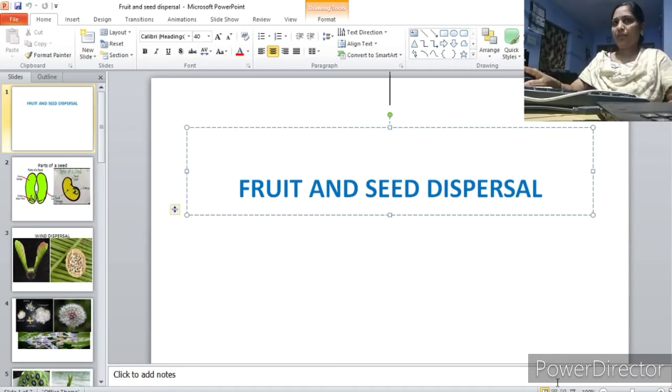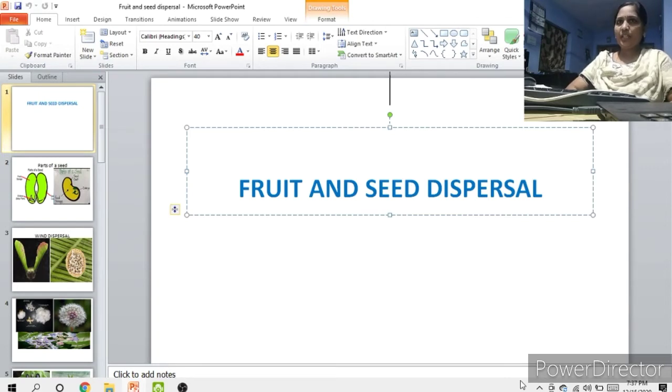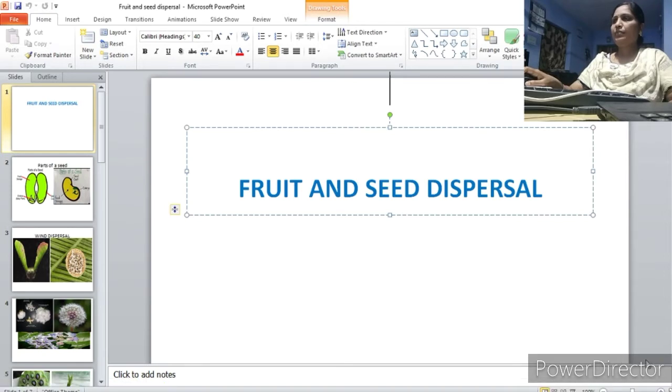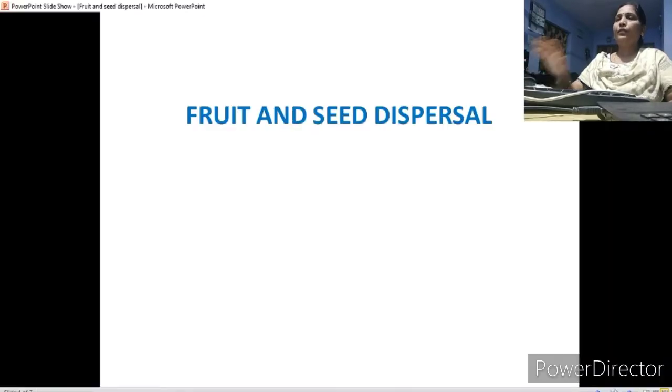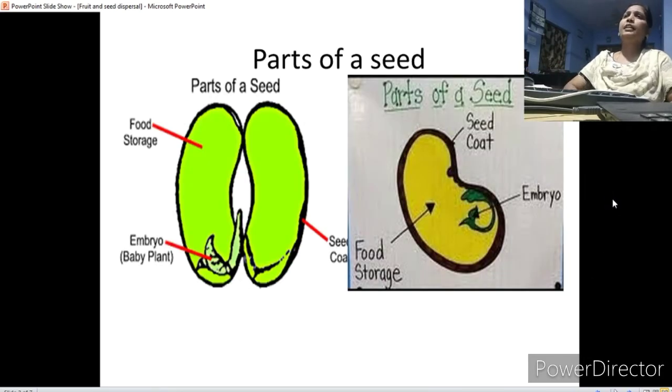In the last class, you learned about the male and female parts of a flower, what fertilization means, what changes occur in the ovary after fertilization, and which parts change into fruit and seeds, right? So, the fusion of male and female gametes in flowers is known as fertilization, and after fertilization the ovary changes into fruit and the ovules change into seeds. Now we will see the parts of a seed.